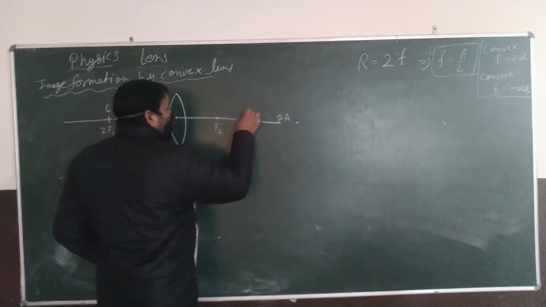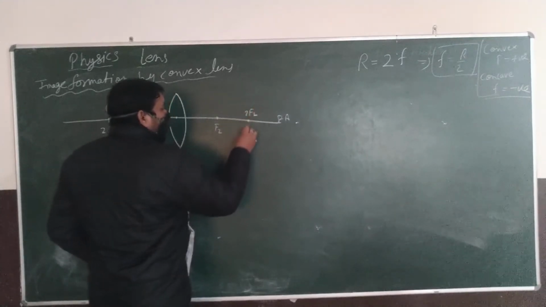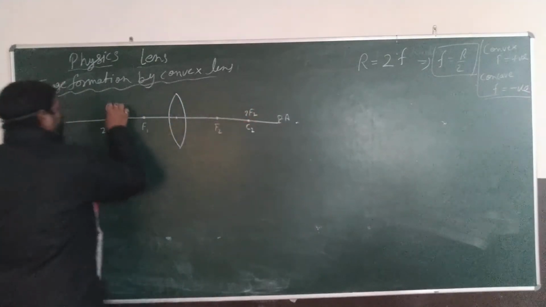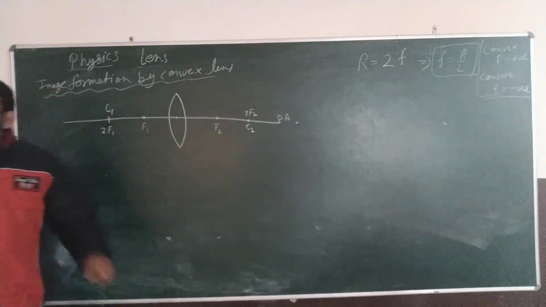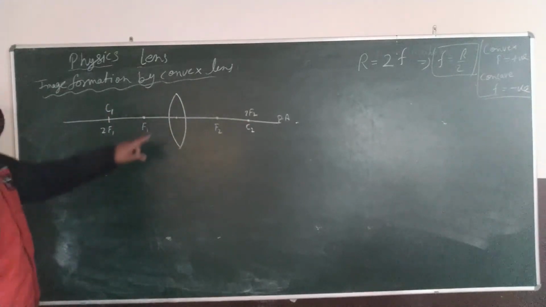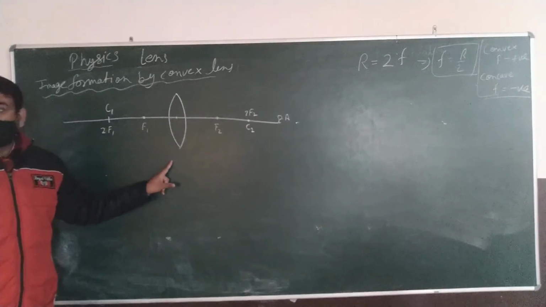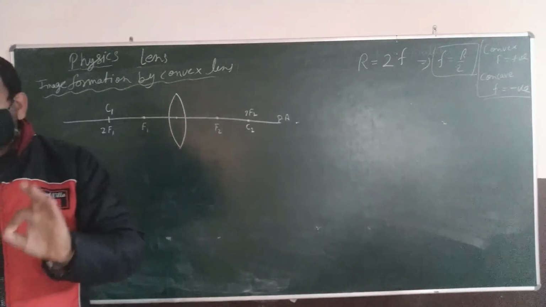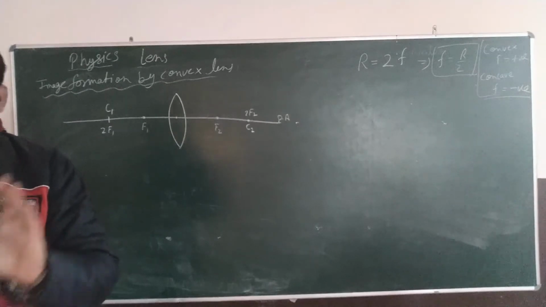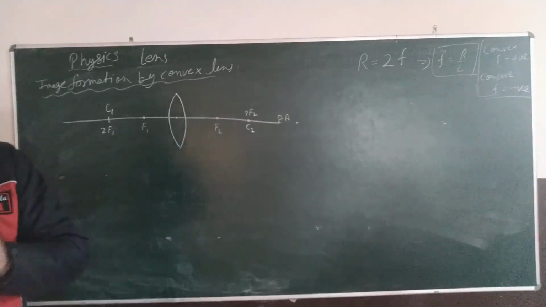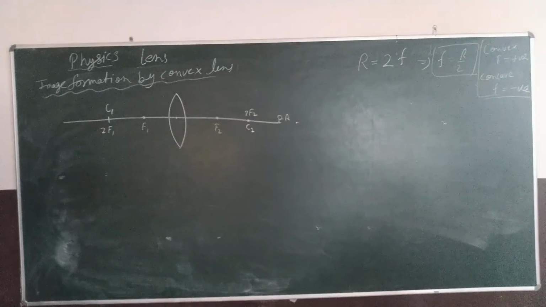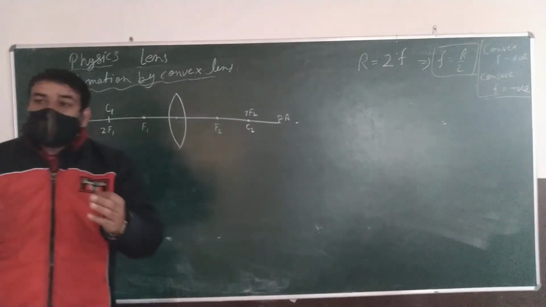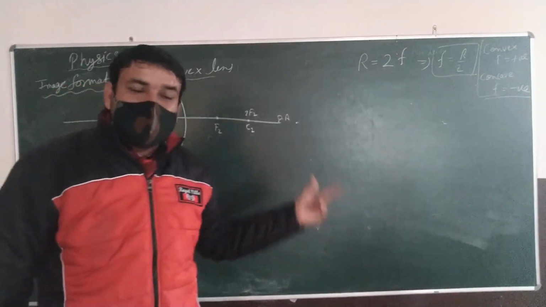Similarly, this is 2F2 and known as C2. This is C1 and this is C2. Why are there two? Because there are two refracting surfaces, so the convex lens has two kinds of focus, known as principal focus 1 and principal focus 2. Now, how many situations do we have to form the image by using the lens?